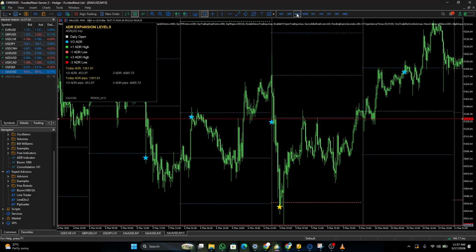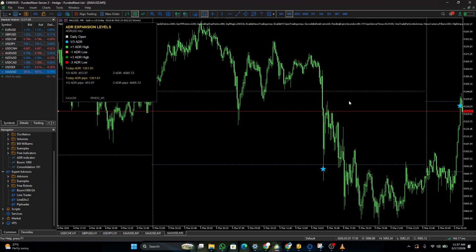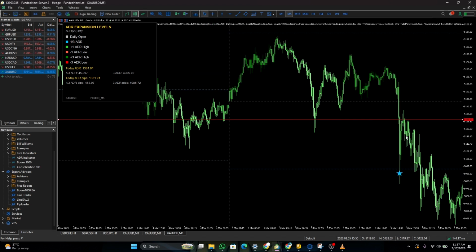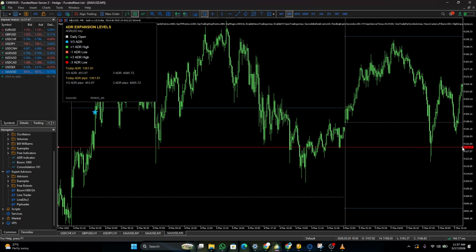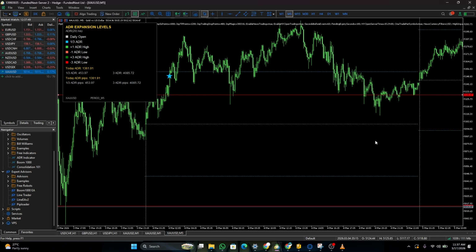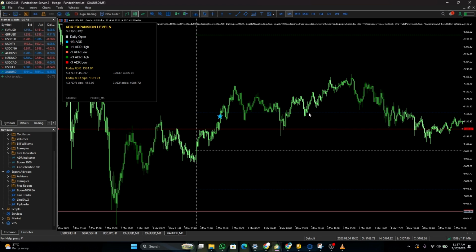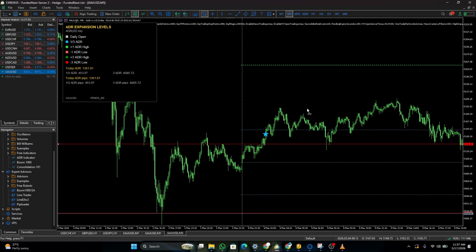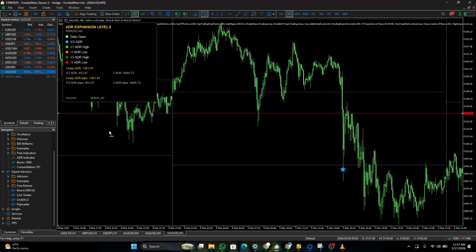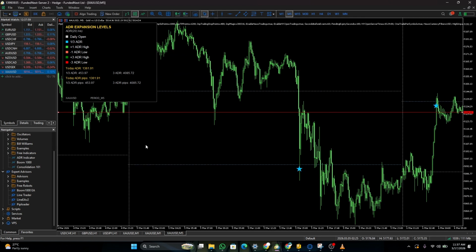This is M15. As you can see there, this is M5. Still, you have quite good markings over there for the same level. So you don't really have to change anything. Right, there we go. There's that marking.